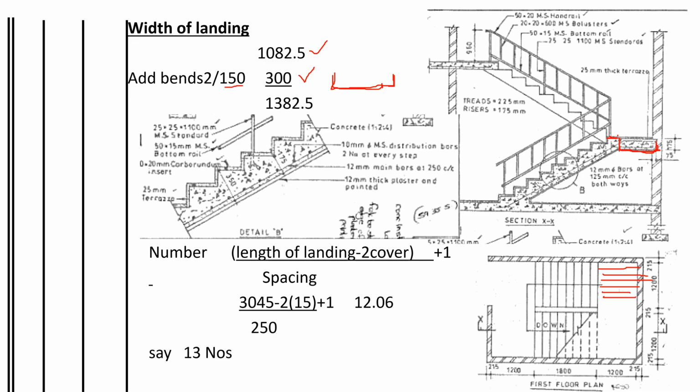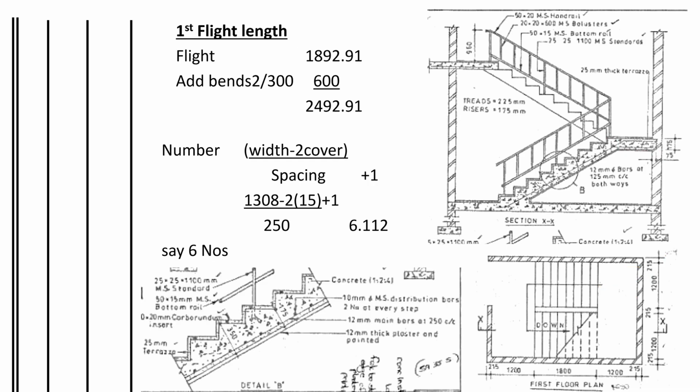How many bars will there be? We shall take this length from here up to here. Then we deduct the covers. We should leave 15 millimeters cover on both sides. So 2 times 15. Then we divide by 250 spacing. We add 1. So we shall get 12.06. So we shall say 13 numbers for the first flight.